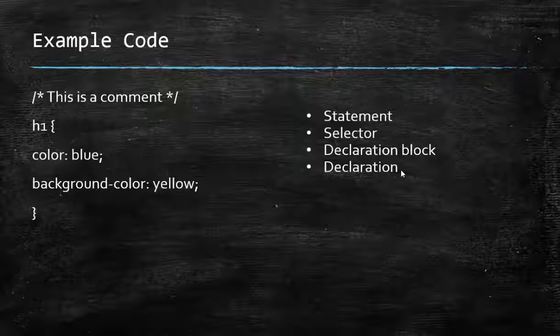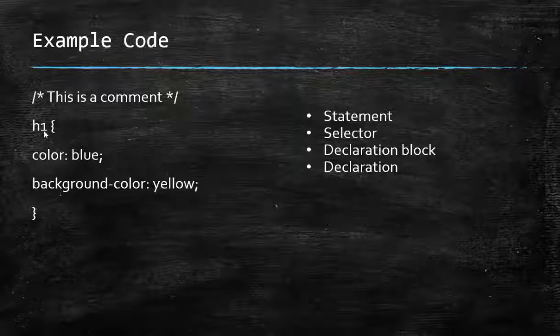What we've got next is a statement, and a statement is made up of, in this case, the H1, the opening curly brackets, color: blue; background-color: yellow; and closing curly brackets. That is a statement. Now there are different types of statement, but we're not going to go too much into this. In this particular case, this statement is made up of a selector, which is H1.